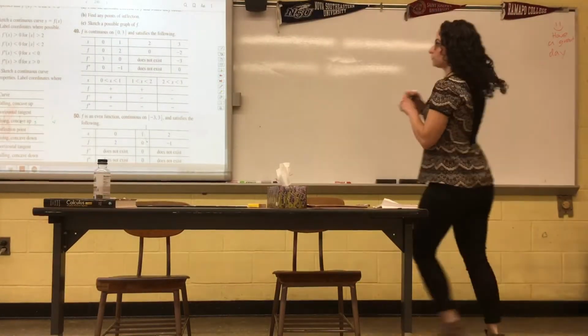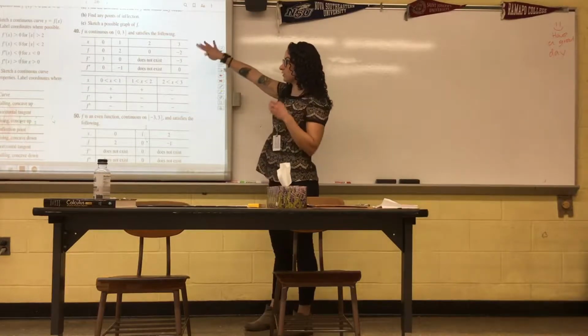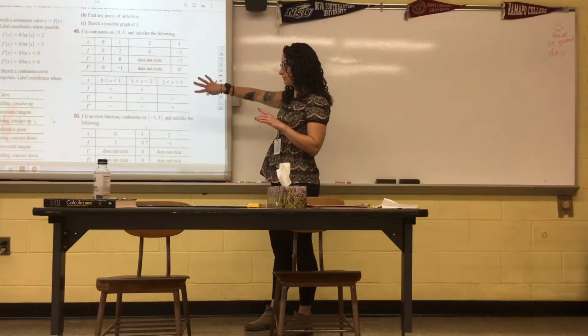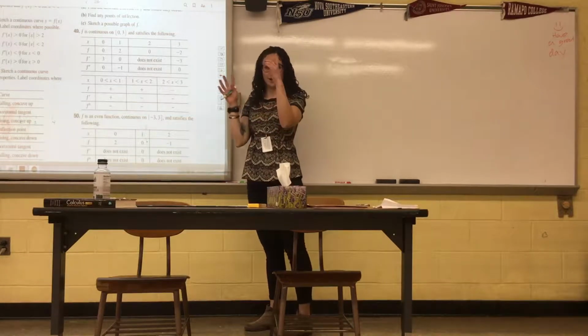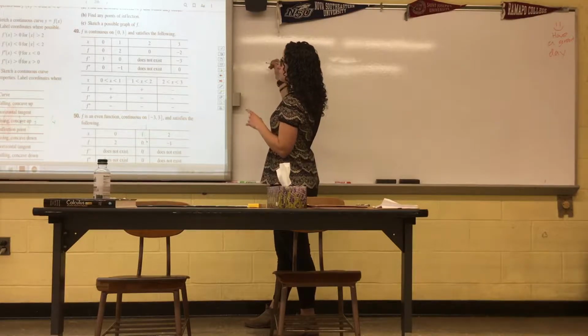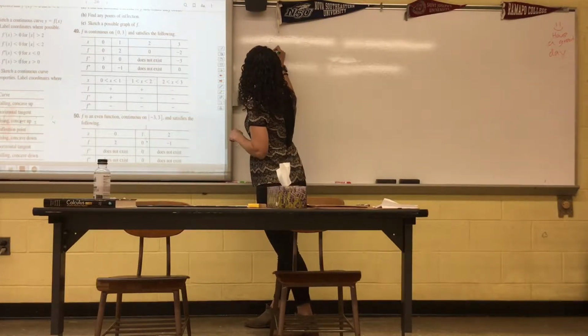So I'm going to go through number 49. And looking at 49, there's just a bunch of chaos in these tables. And I want to get rid of the chaos and pare it down to some simple sign charts. Okay, so for the first one, I'm going to make a sign chart for f prime and f.